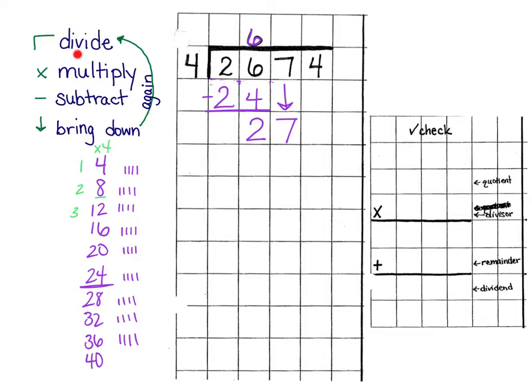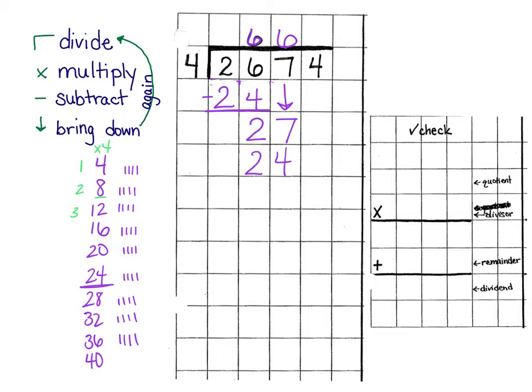Then, we go on again. So, we go back to divide. 27 divided by 4. In our list, 27 would be right here. So that would be 6. 6 times 4. Oops. We come back over here, we multiply now. So 6 times 4 is 24.